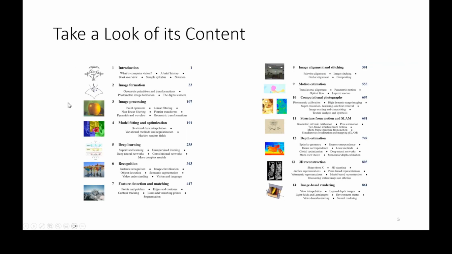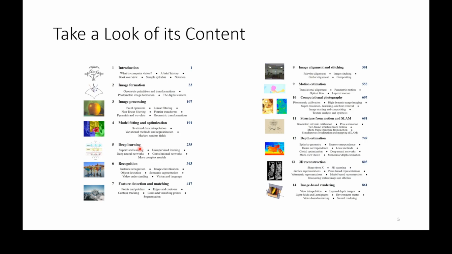Okay, so there are 14 chapters, from the introduction to basic image formation and image processing. This is low-level computer vision processing. And then it goes to the deep learning chapter. Deep learning will show you some architectures.